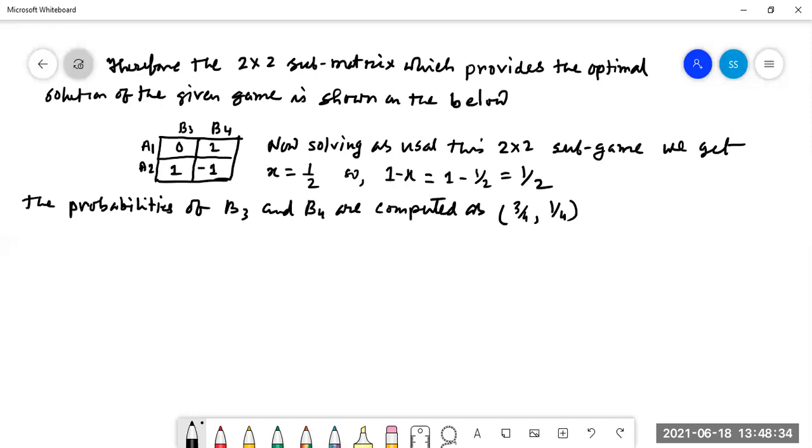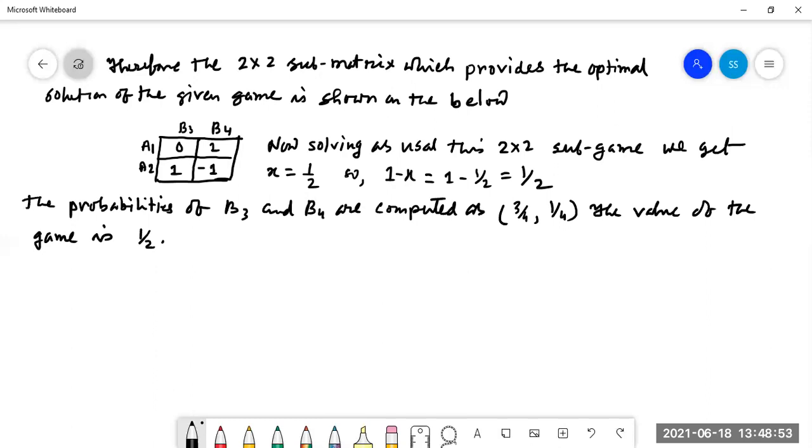The value of the game is half, as x equal to half is given.